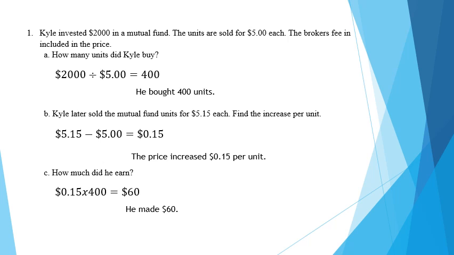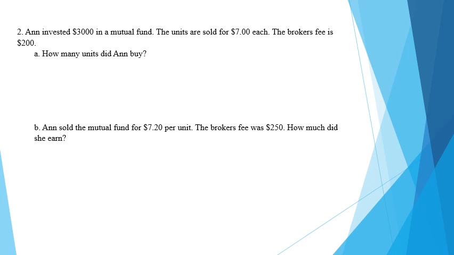Okay, and let's look at an example where there's a broker's fee. So Ann invested $3,000 in a mutual fund. The units are sold for $7 each. The broker's fee is $200. How many units did Ann buy?